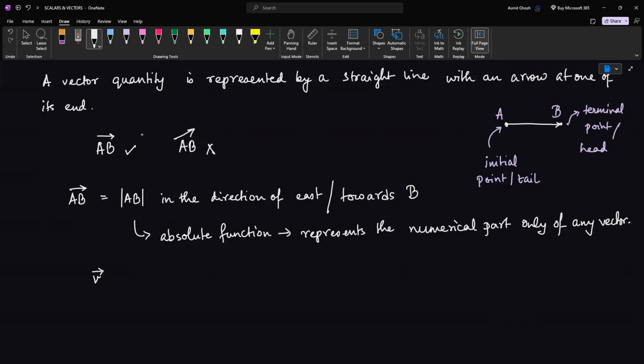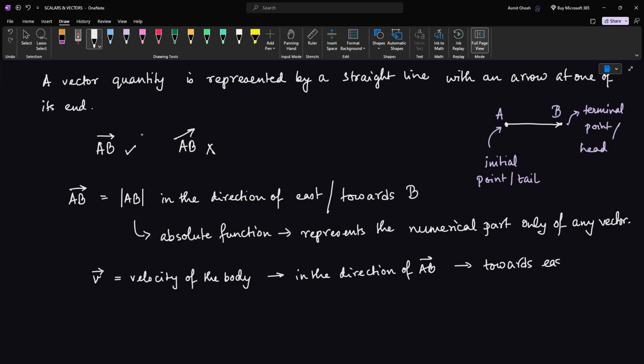Although if you mention that this is equal to the velocity of the body, then it is not wrong, right? You can also use A, B, C, D, whatever you like. Okay, so you can say that V is in the direction of AB, which is same as towards east in the previous example.